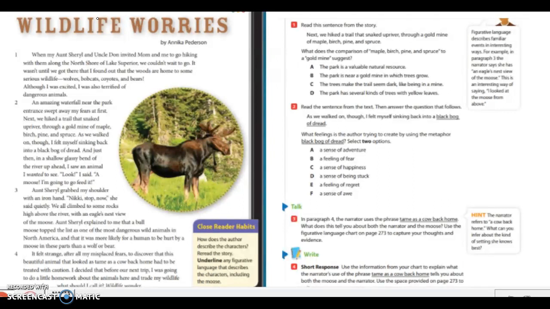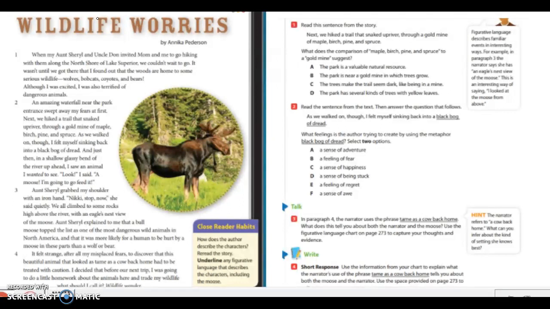Wildlife Worries. Paragraph 1. When my Aunt Cheryl and Uncle Don invited Mom and me to go hiking with them along the north shore of Lake Superior, we couldn't wait to go. It wasn't until we got there that I found out the woods are home to some serious wildlife: wolves, bobcats, coyotes, and bears. Although I was excited, I was also terrified of dangerous animals.